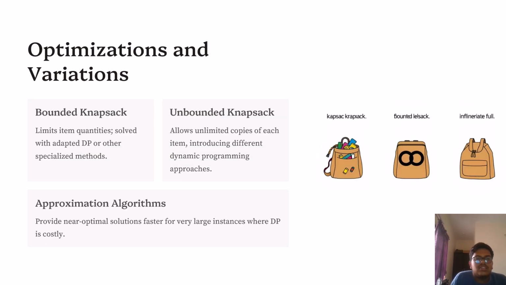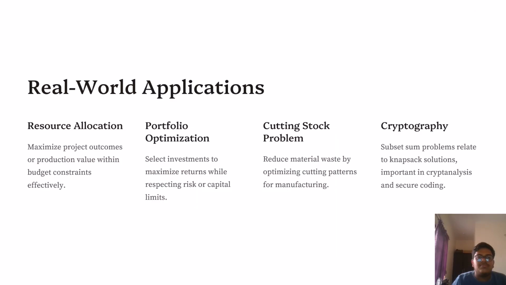Optimizations and variations. Bounded knapsack limits item quantity and is solved with an adapted dynamic programming or other specialized method. Unbounded knapsack allows unlimited copies of each item, introducing different dynamic programming approaches. Approximation algorithms provide near-optimal solutions faster for very large instances where dynamic programming is costly.